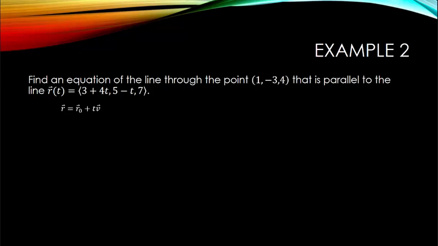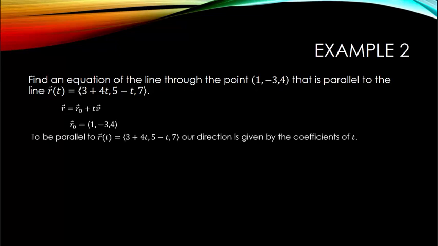Again, I'll use the equation that my vector r is equal to my vector r sub 0 plus t times the vector v. My vector r sub 0 is the vector from the origin to the point that I'm given. This gives me a vector with components 1, negative 3, and 4. In order for my line to be parallel to the given vector r of t, the slope of my line has to be equal to the first derivative of the vector r, so that my line has to be in the direction of components given by the coefficients of t.